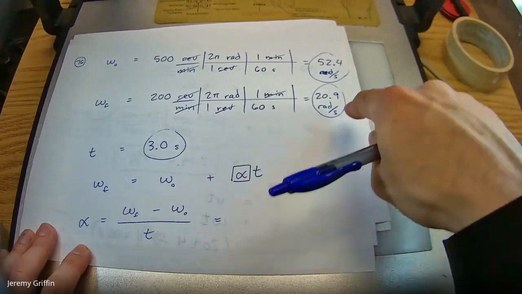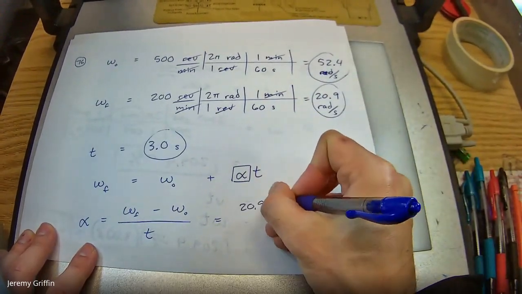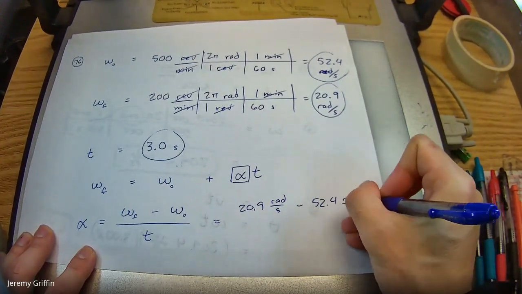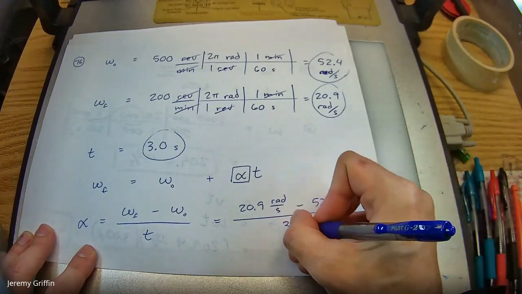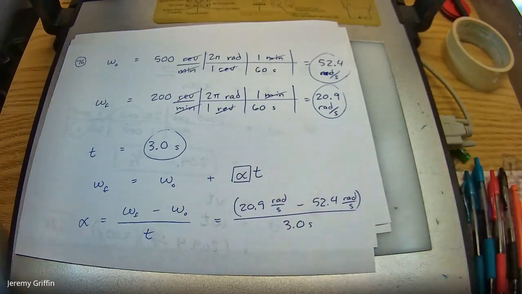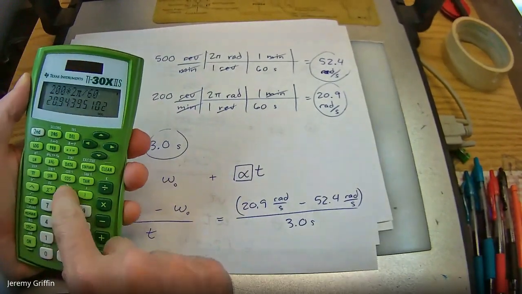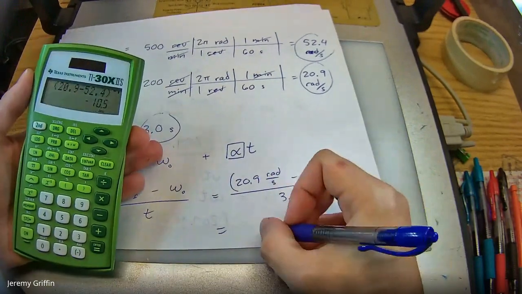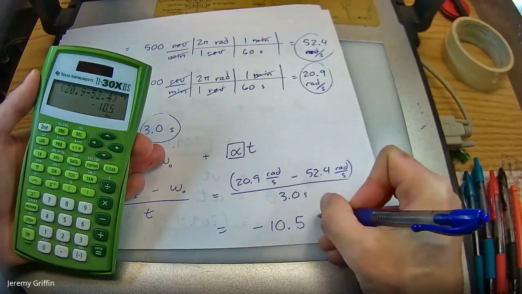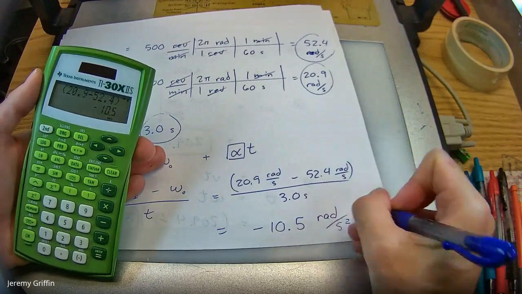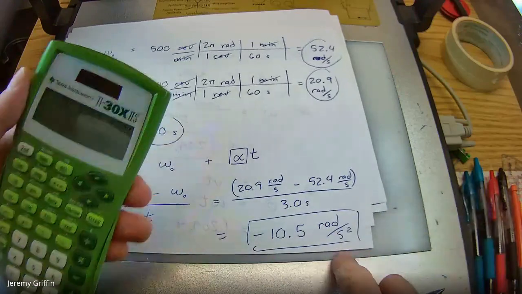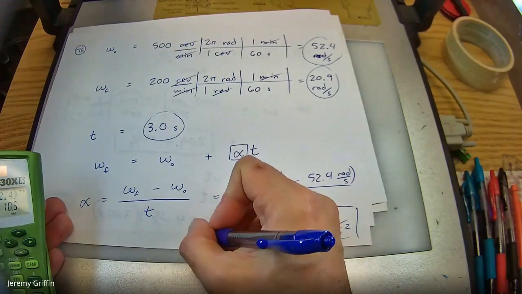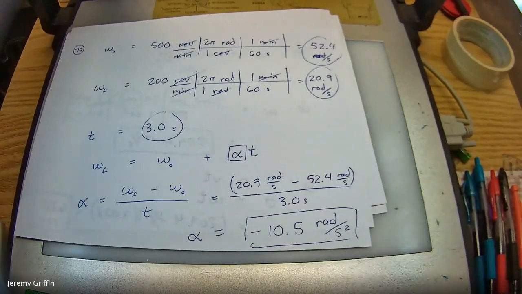Okay, so it got down to 20.9 radians per second from 52.4 radians per second, and it did this all in this many seconds. All right, I'm looking at this many radians per second squared, because that's the unit for alpha. Radians per second squared is all alpha. The rate that it's slowing down.